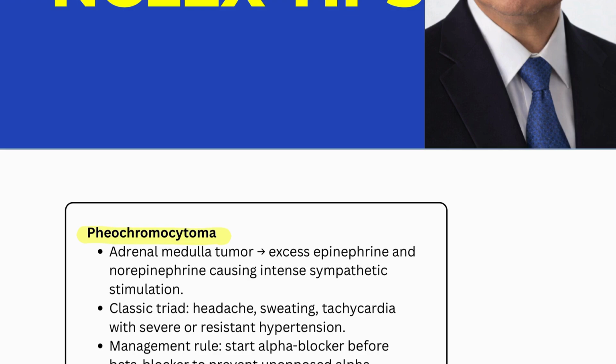So the condition that we're going to be looking at is pheochromocytoma. So this is a tumor of the adrenal medulla that produces excessive catecholamine release, specifically norepi and epinephrine, which can cause really massive sympathetic stimulation.